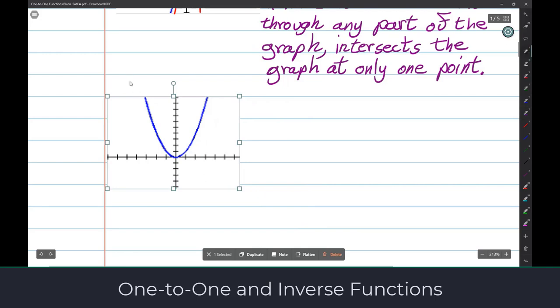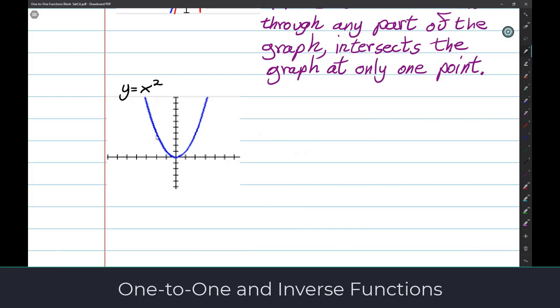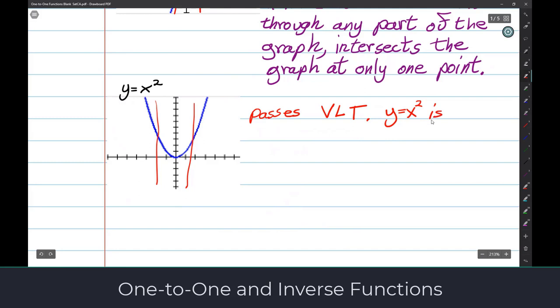Okay, this is y equals, oops, wait a minute. This is y equals x squared. Okay, we know it's a function. It definitely passes the vertical line test, passes the VLT. So that's not a problem. Y equals x squared is a function.